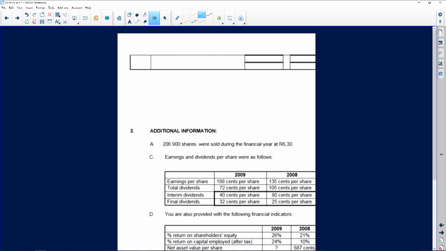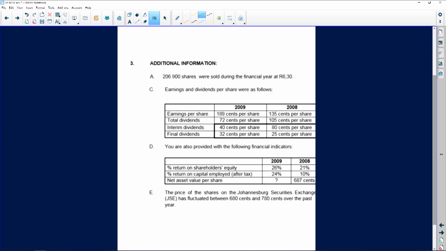And then I'm also given some additional information. So let's look at the additional information. Information A tells me that new shares were sold during the financial year, so obviously I'll come back to that when required. The next bit of information is earnings and dividends per share. Again, they're giving me information for 2009 and 2008, the current year and the previous year.